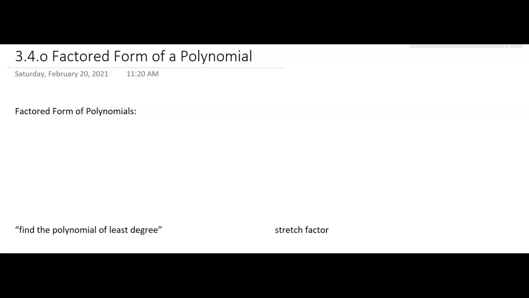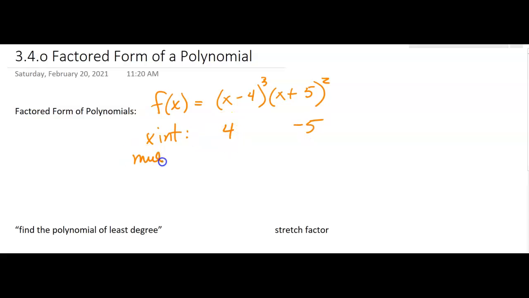Okay, so we know some things about a polynomial function now. We know that if they give us the function, say f of x equals (x minus 4) cubed times (x plus 5) squared, then we can figure out the x-intercepts, right? The x-intercepts in this case, you'd have one at 4 and you'd have one at -5. And we can figure out the multiplicity.